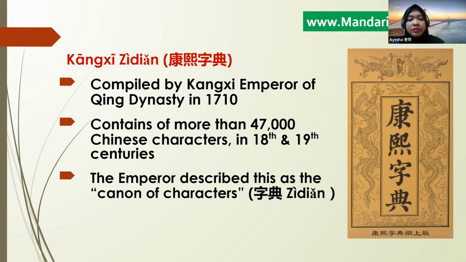So when he compiled all the characters into this book, he called it the 字典. In English, it's called the Canon of Characters. And a very fun fact, the word 字典 is now known today as the word for dictionary. So in Mandarin, dictionary is 字典. Some would call it 词典, but usually it's 字典.